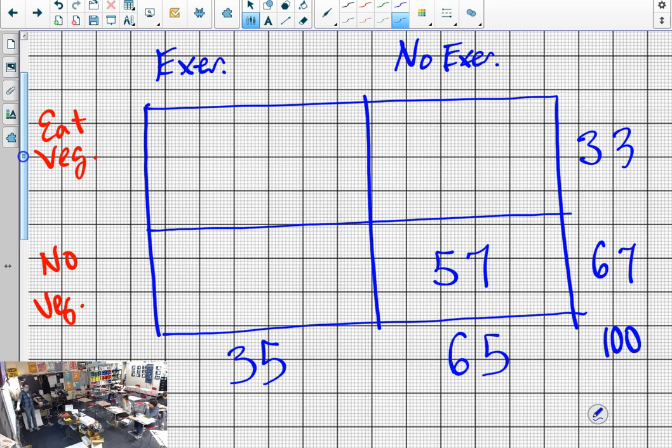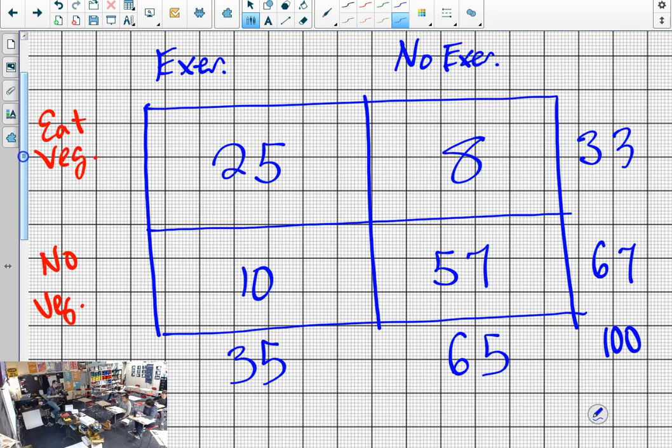Is everybody with me on how we found the 67 and 65? The vegetables have to add up to 100%. The exercise has to add up to 100%. Now, back into your table, we can fill in everything else. We could actually just imagine this was 100 people, 57 of them no vegetables, no exercise. How many no exercise, but do eat vegetables? 8. So they make good food choices, but bad lifestyle choices. How many people no vegetables, but do exercise? Which means how many people up here? 25.